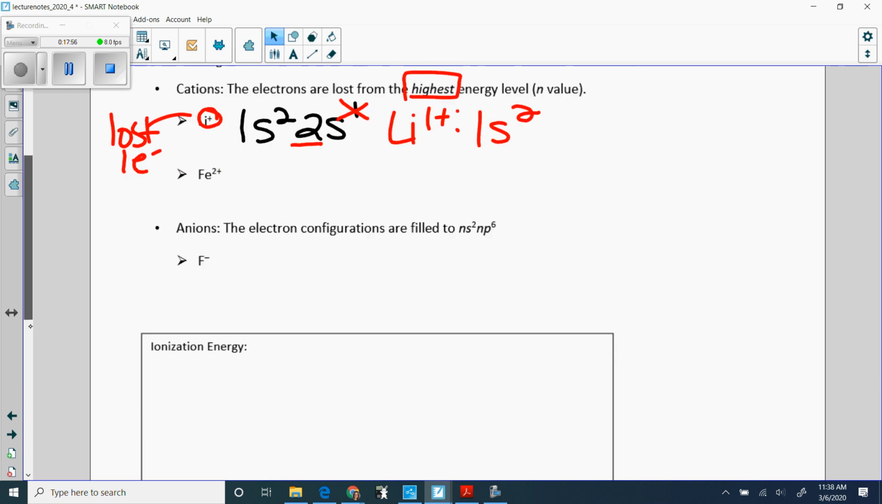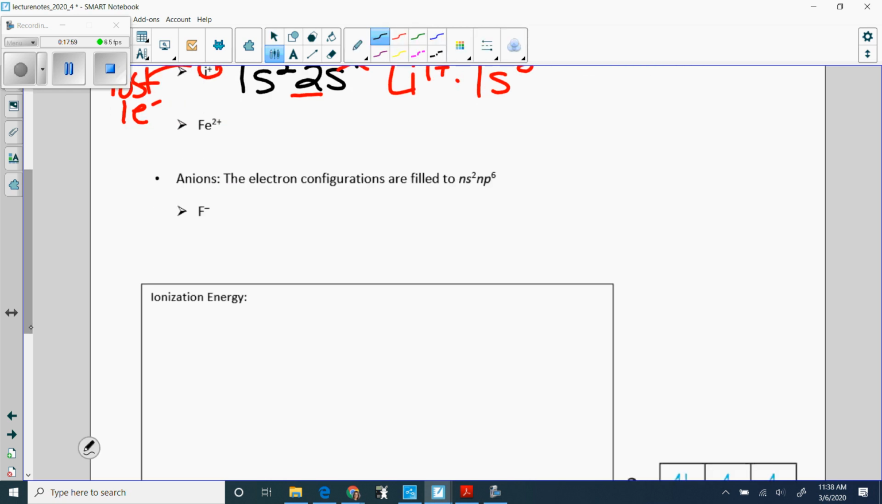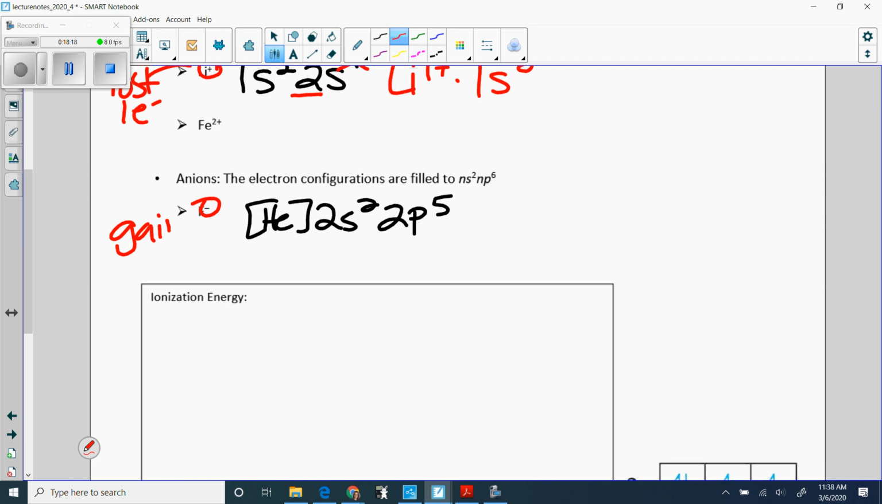Anions are way easier. Anions gain electrons and they just go next in pattern. So fluorine is helium, then 2s2, 2p, 1, 2, 3, 4, 5. A negative charge means I gain 1 electron. Super easy, just next in pattern, this becomes a 6. Those are way easier. You don't have to think. It's just the next one over, or the next 2 over, or whatever the charge is.